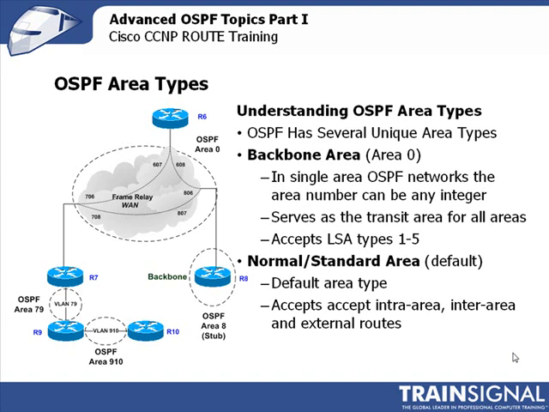Then there's the normal or standard area. This is the default area type. You don't have to do any special configuration other than area and whatever the non-zero number is. It accepts all LSA types, inter-area, intra-area, external routes, etc. Again, it contains calculation for routes and SPF within that area.